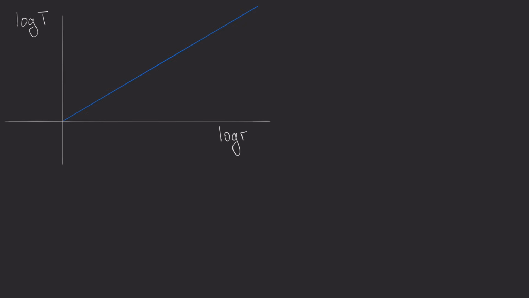Just a little note that sometimes you may see this type of graph, the logarithm of the time period against the logarithm of the distance. Now, why is this line actually a straight line through the origin? Well, remember that T squared was equal to 4 pi squared over GM multiplied by r cubed. This is just a constant. Okay, so let's take the log of both sides.